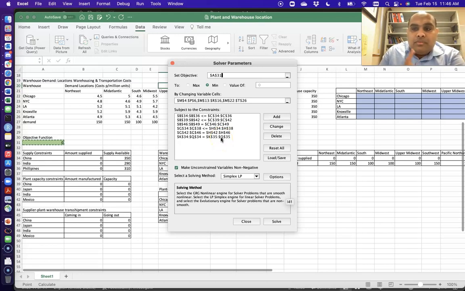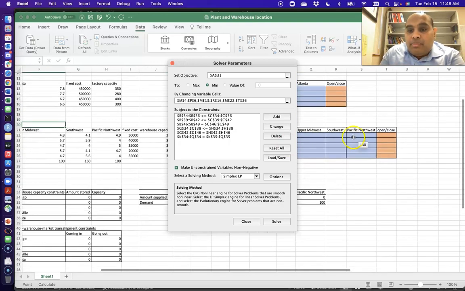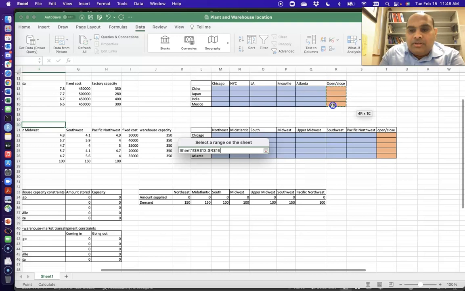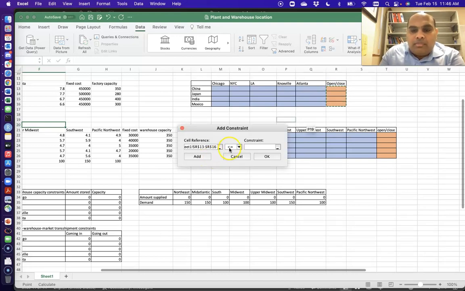So once you have all of this, we are still not done. What we are missing is we have to write a binary constraint, right? So you have to say that all of these variables here are binary. Now, there are 2 sets of binary constraints here.